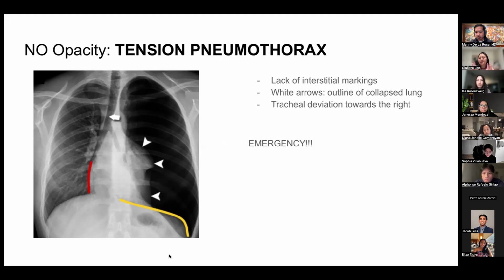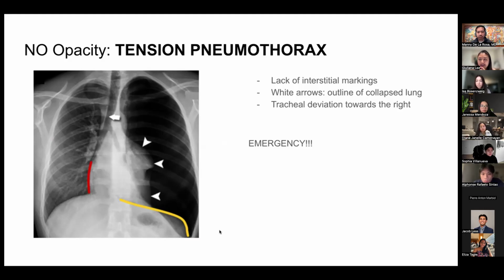This is one of those physiology things where air keeps getting into the chest wall and forcing the lung to be small, but it can't escape because of like a flap of skin. So it just keeps compressing the lung further and further.